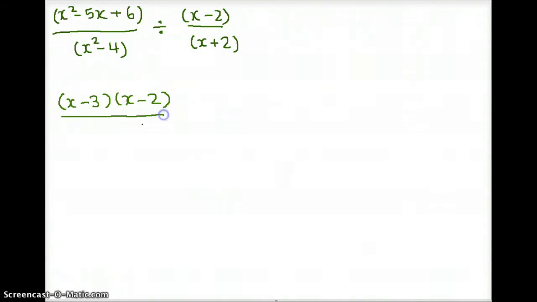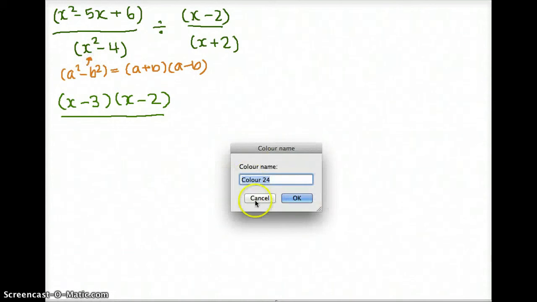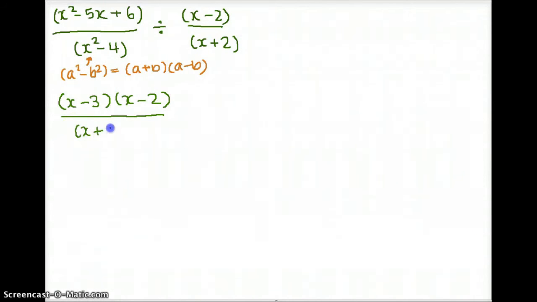Then we're also going to factor the bottom. And remember one of the rules, let me write this in a different color. When you have a squared minus b squared, remember that you get a plus b, a minus b for this part. So in this case, we get x plus 2, x minus 2. And since we're dividing this, we're going to multiply and then switch the numerator and denominator. So we get x plus 2 over x minus 2.